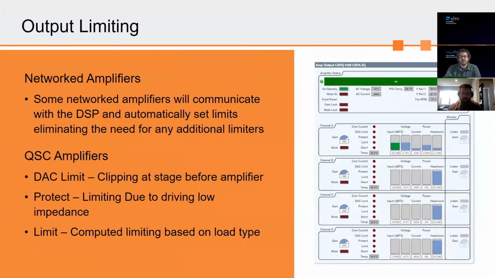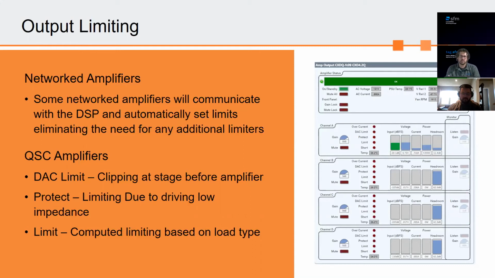And we think about that, some DSP signal systems work well with their own amplifiers. In this exact example, I've got a QSC amplifier. If I'm connecting it to a QSys DSP system, well, then they're going to work together and actually manage those limits. And they have several different limits you're going to manage. You got a DAC limit, which is a clipping at stage before amplifier. And you could look at your protect, which is limiting due to drive low impedance, as well as looking at limits based on the load type. So that's all being managed through mathematics in the back end. That's measuring your voltage and your wattage and your loads so you can see what's going on.